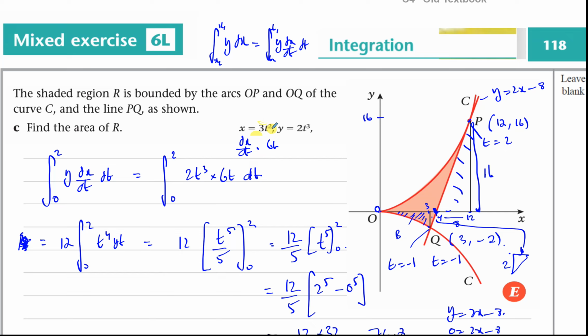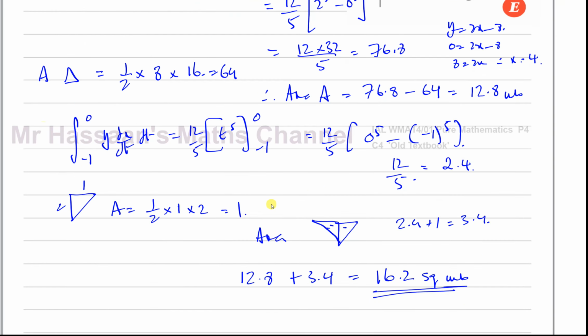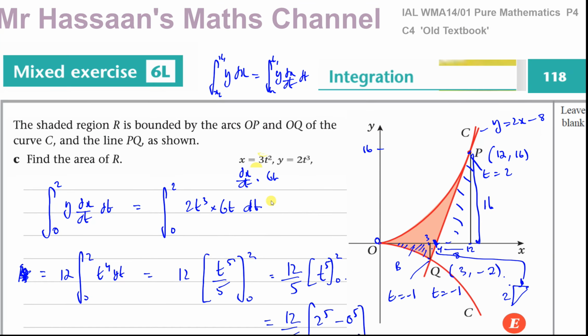Some of the students actually found the Cartesian equation and did the integration, and it worked, and it's fine. They got the area. But this is how it works with parametrics. So that's how you do the parametric integration and get the answer. I hope that was clear.